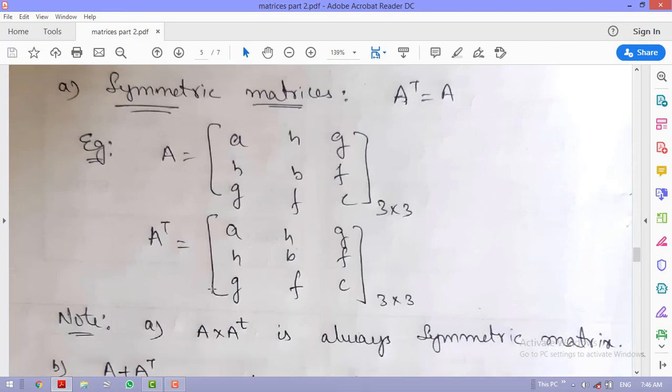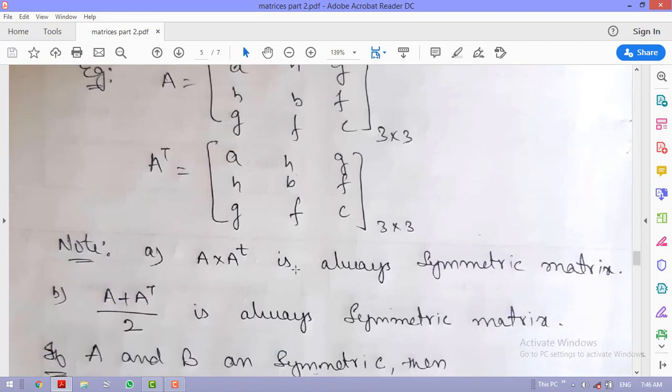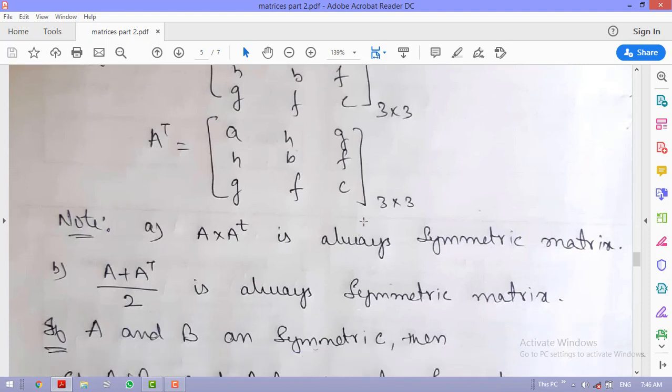Moreover, even after you get a transpose, if you multiply these two matrices, then the resultant matrix will also be a symmetric matrix. The second rule is that A plus A transpose divided by 2 is always a symmetric matrix. Even if you apply an addition operation and then divide the whole matrix by 2, the resultant matrix will also be a symmetric matrix.